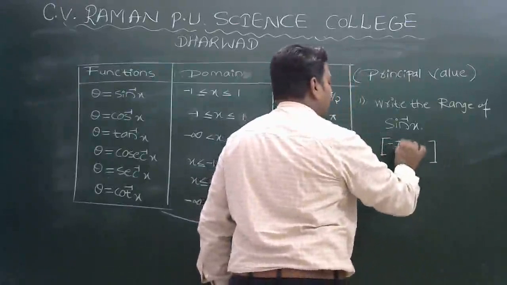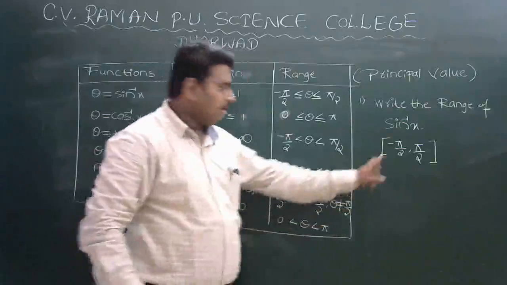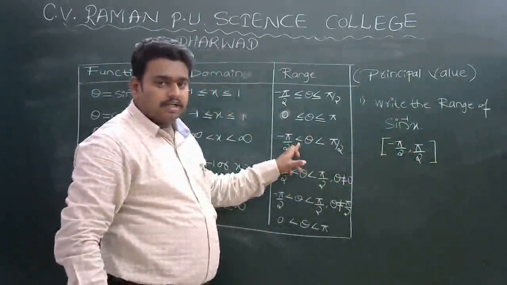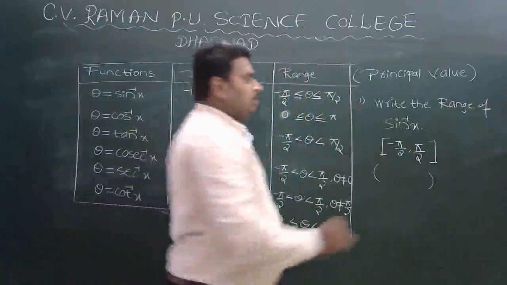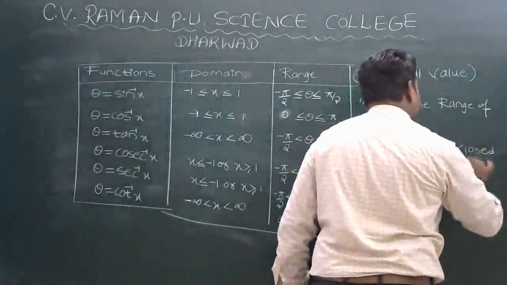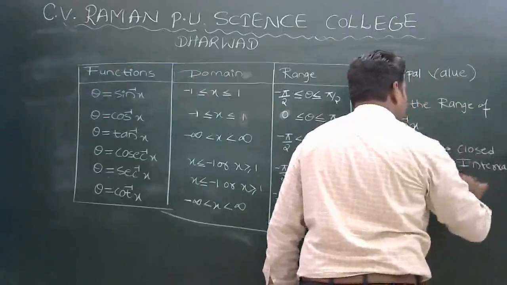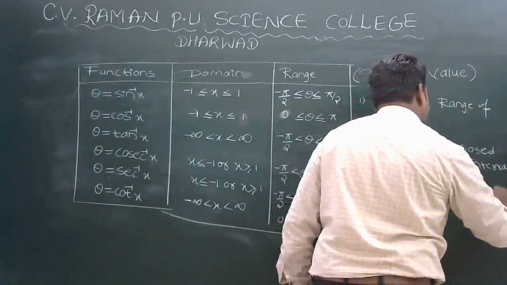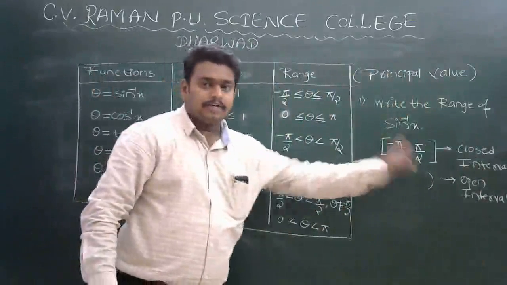Sometimes you can write like this also, minus pi by 2 to plus pi by 2. If it is only less than, then we use open intervals. This is your closed interval, this is your open interval. We call these closed intervals and open intervals.